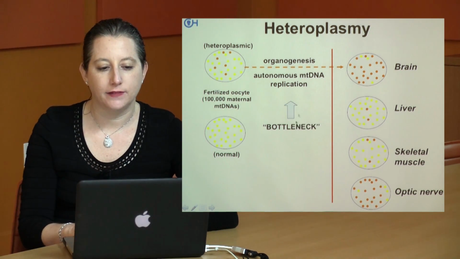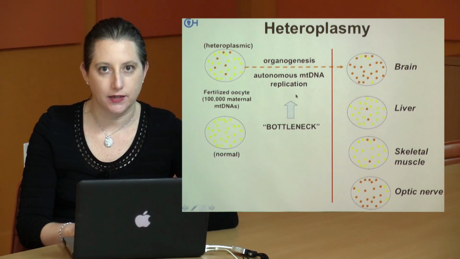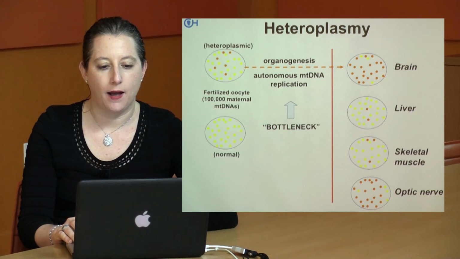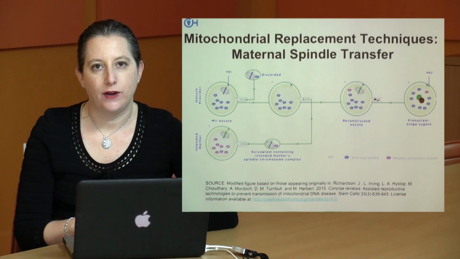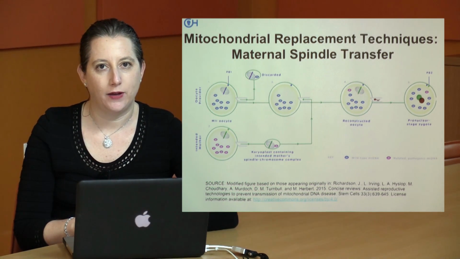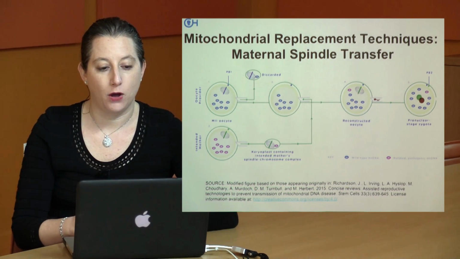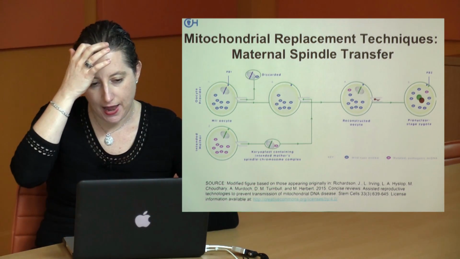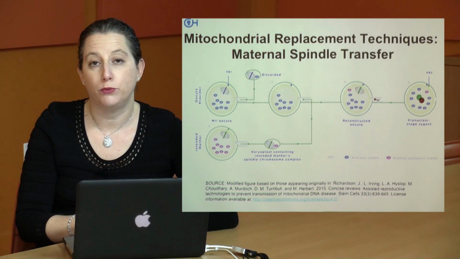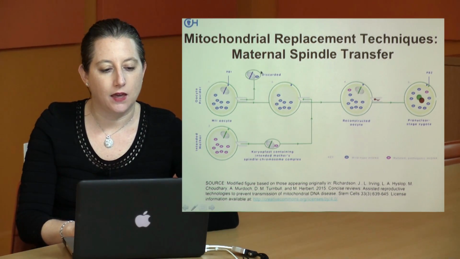There also seems to be a bottleneck where the number of genomes becomes very reduced when you get down to the actual number that get through to the next generation. So it could be quite random or stochastic for what mitochondrial DNA mutations make it through. This has led to a very interesting idea for how to prevent transmission of mitochondrial DNA mutations when they're known to exist in a mother's oocytes. The concept is considered mitochondrial replacement techniques, or MRT, and there's two major types that I'll go over briefly with you this morning about how they might work.